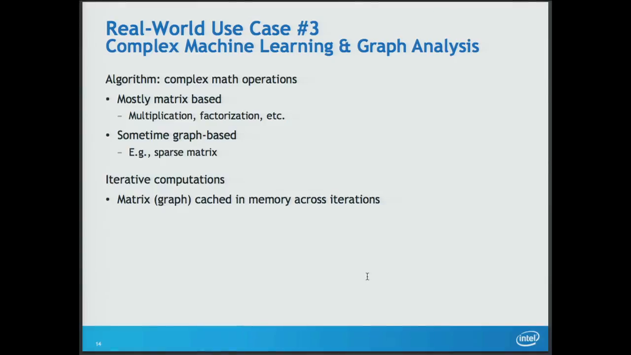And the third use case we are talking about is really about very complex machine learning and graph analysis, which involves a lot of complex mathematical operations. It's mostly matrix-based, doing all kinds of multiplication, factorization, and so on. Sometimes it's graph-based if it's a sparse matrix. Also, a lot of those algorithms are very iterative. You just run it iteratively until it converges, so you want to cache the matrix or graph in memory across those iterations.